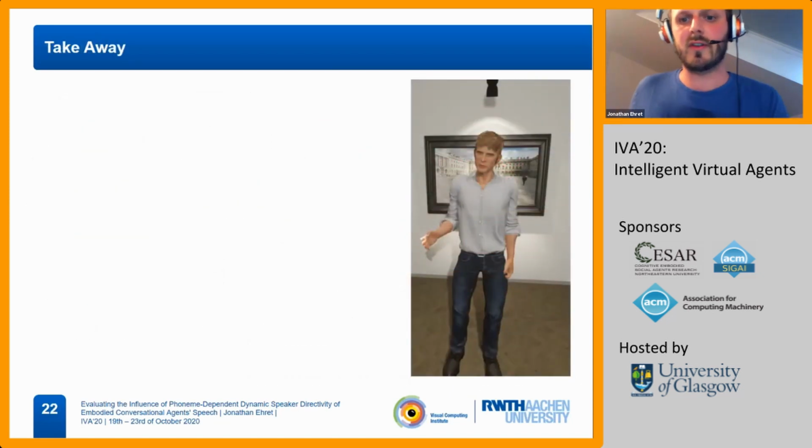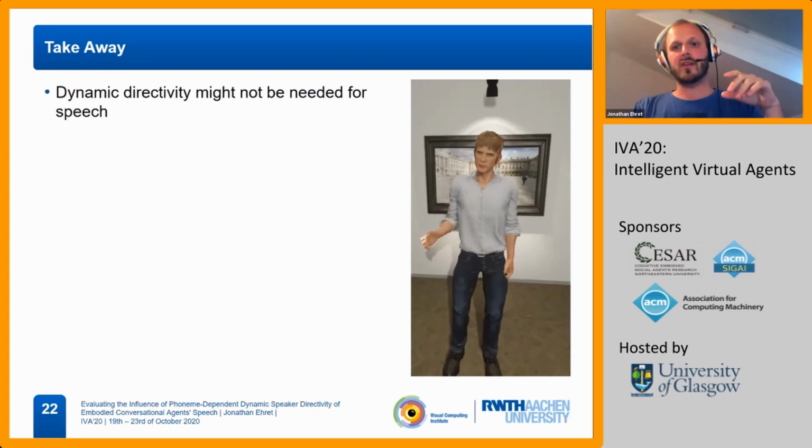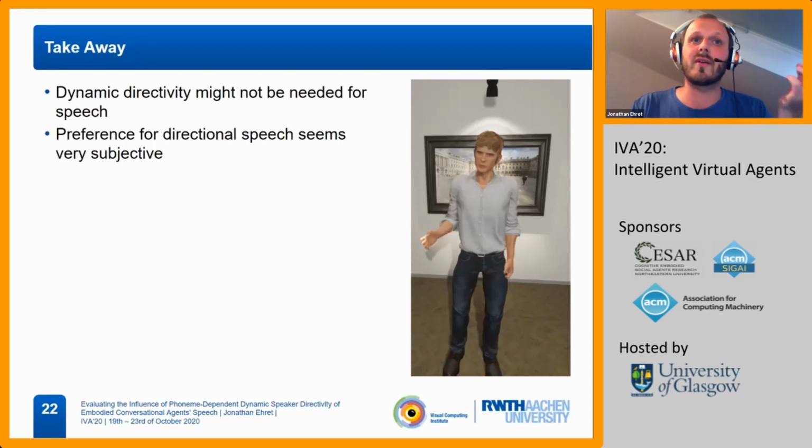Okay, that already brings me to the takeaway message. So first of all, dynamic directivity might not be needed for speech. So that means that probably you don't have to care and you can just use static directivity, which is nice because you don't have to have a link between the animation system and the audio system, which saves you a lot of work. Furthermore, the preference for directional speech seems to be very subjective, and we hypothesized further that this might be due to speech perception. So whether you are able to understand the speech, because that worsens when you turn away.